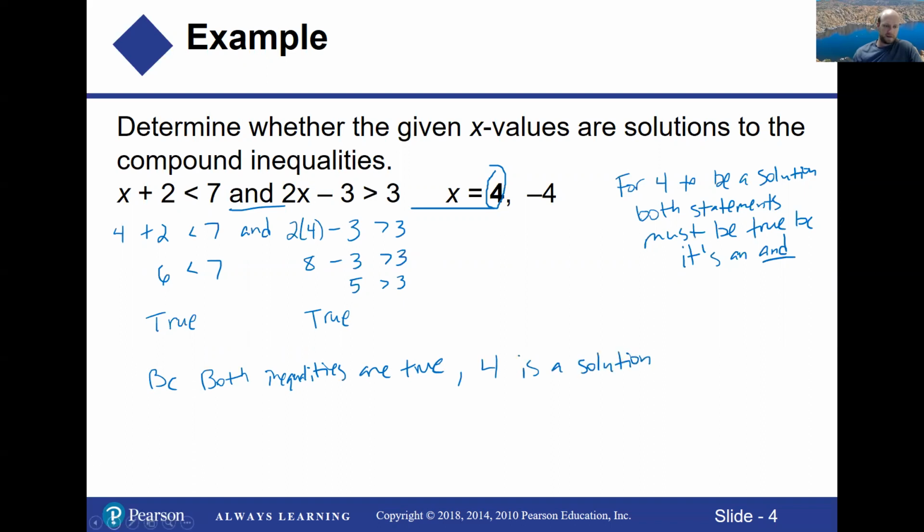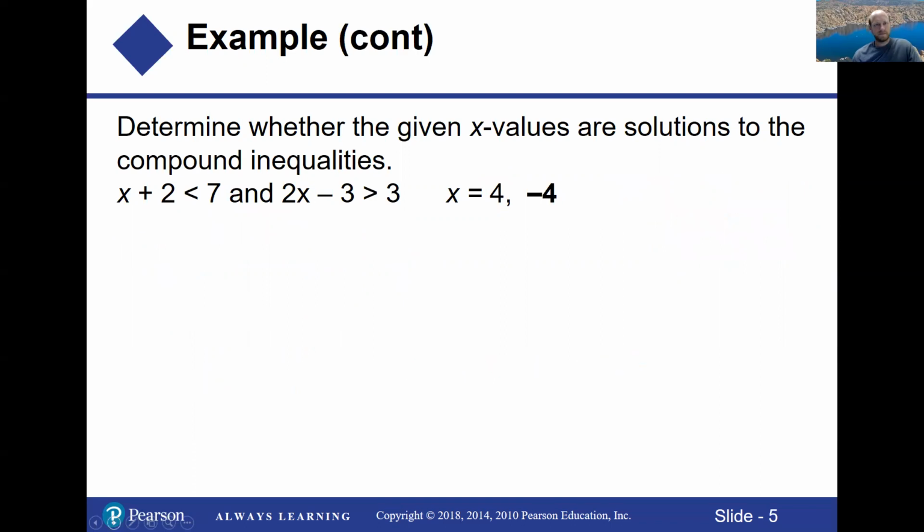All right, let's go to the next one. Now we're going to check negative 4. So completely different, we're going to check negative 4. I'm not worrying about 4 right now. So let's substitute negative 4 and see if this is true. Same question, just substituting negative 4 this time instead of the positive 4. Is negative 2 less than 7? Yes, so this is true.